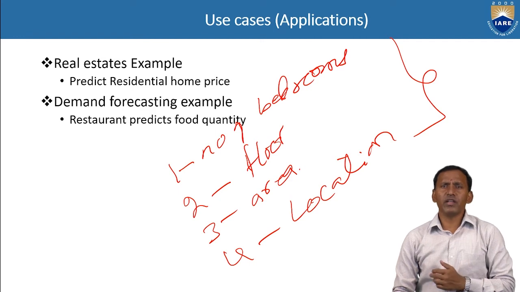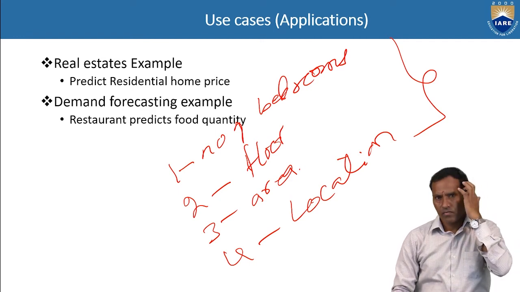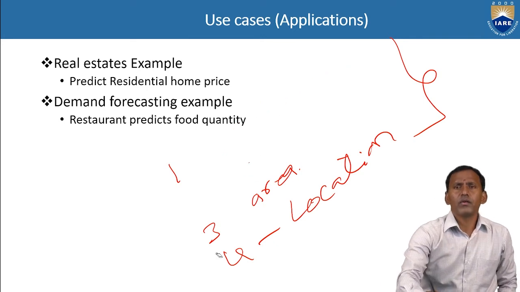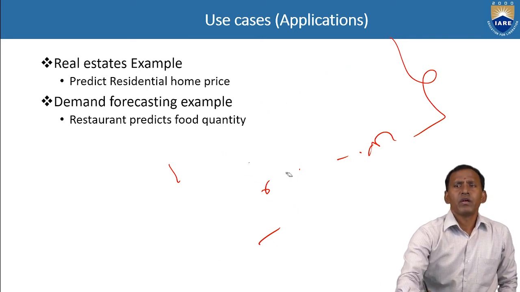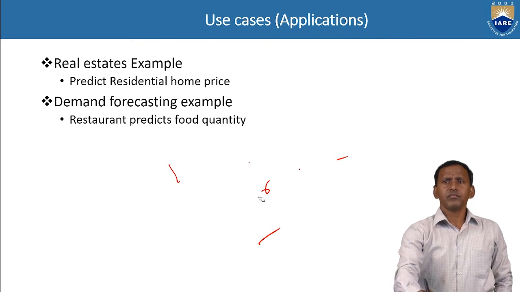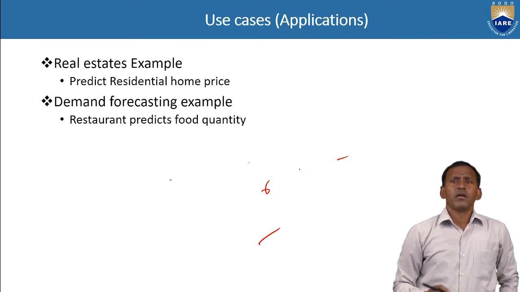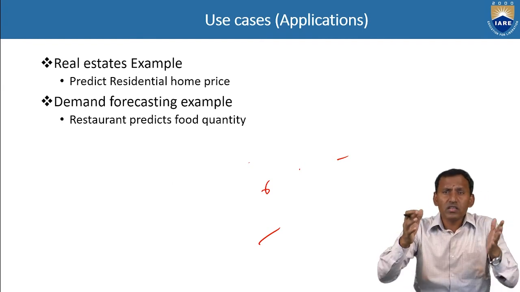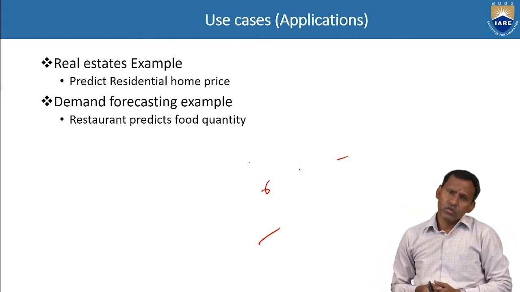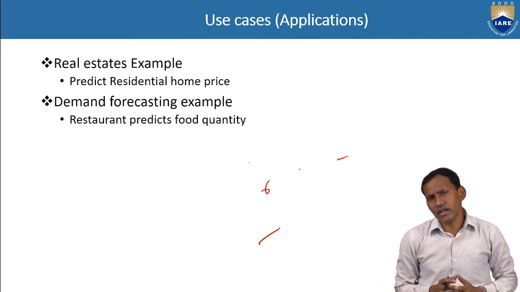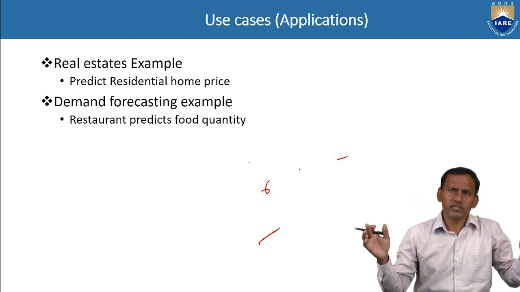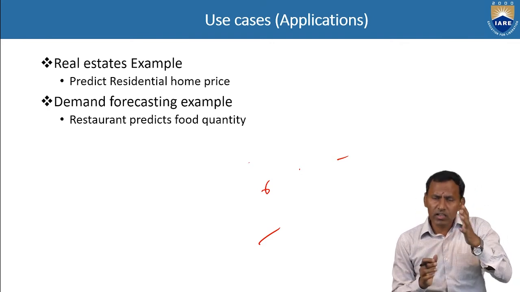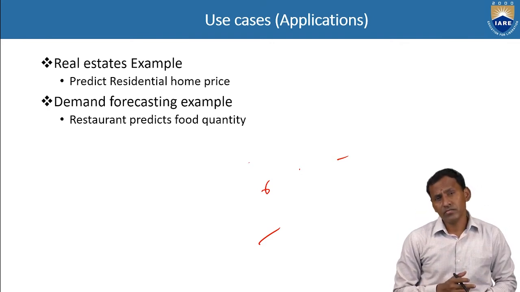Now coming to the demand forecasting example. In the demand forecasting example, restaurants predict food quantity. How do these restaurants predict food quantity? That is very, very important in hotels, dhabas, restaurants. How can we predict? That is a demand forecasting example.